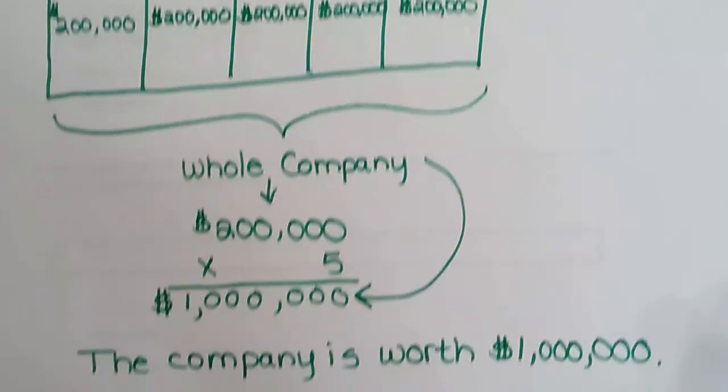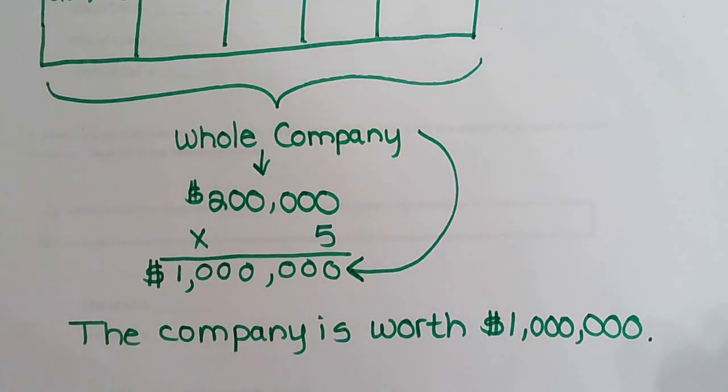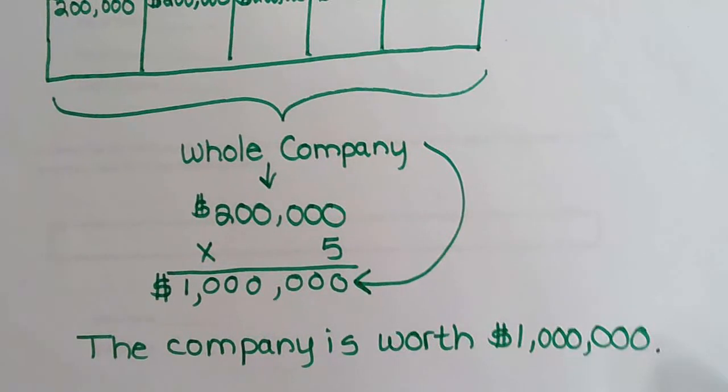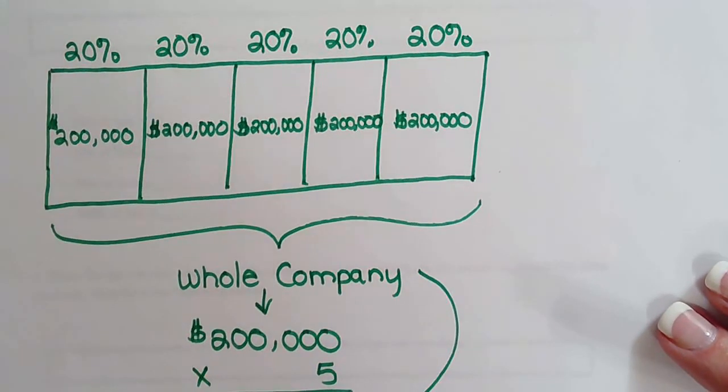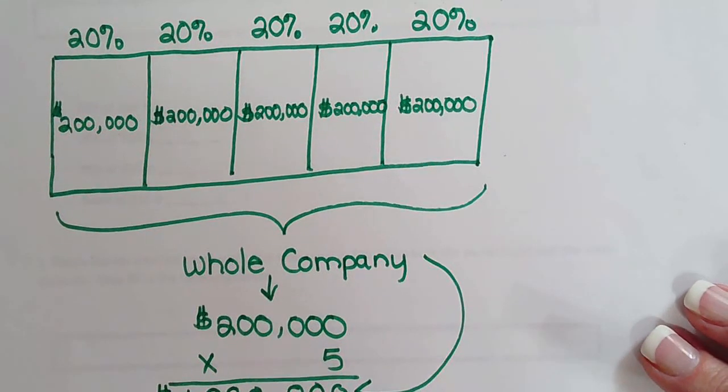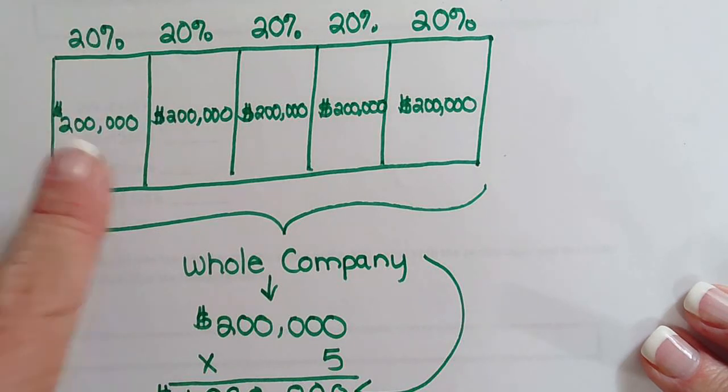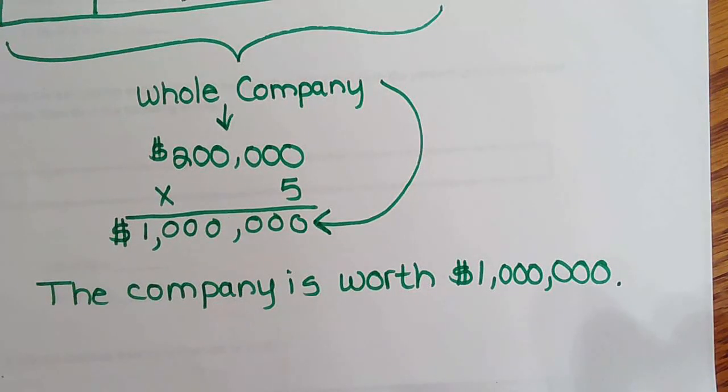But see how easy that is when you draw a picture? You have to know there are 5 20s in 100, or 4 25s in 100, or 10 10s. Those are things you need to know. But then you draw a picture and there's very little math. 20% of his company's worth 200,000, so I just took it times 5, and there's his company's worth. Cool, huh? Okay, I'm going to stop there because I don't want to start the next page and get cut off. I'll see you on the next video.